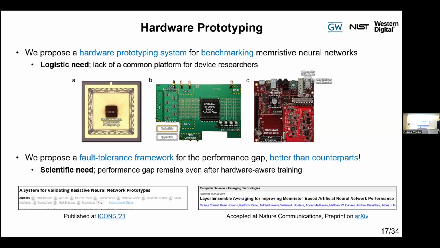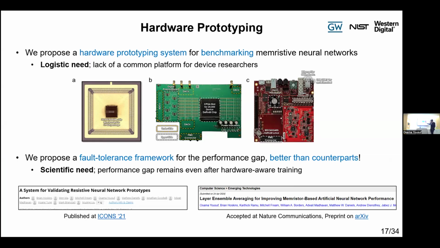So we do this in two ways. Firstly, we propose, build, and contribute to the Daffodil prototyping system. And this is a system for benchmarking memristive neural networks. It's actually a logistic contribution to the community because there's a lack of a common platform for device researchers. This platform has three components. Firstly, we have a chip with up to 20,000 devices over here. And this is where the analog array actually is.